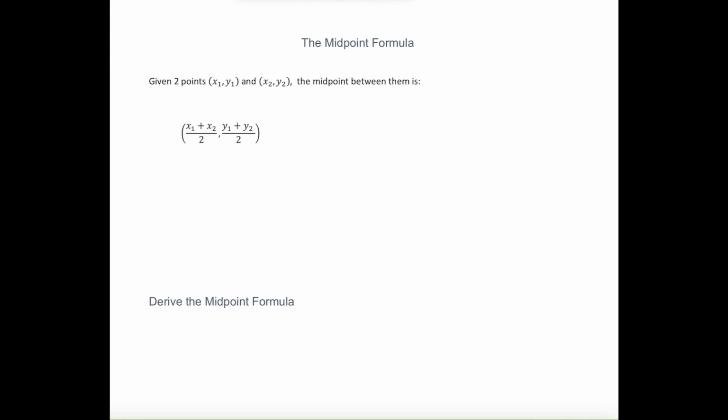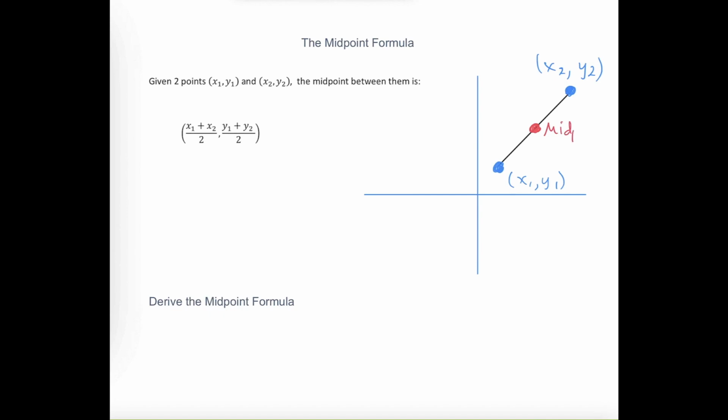The midpoint formula is a formula that can be used to determine the ordered pair that is right in between two other ordered pairs on a line segment that connects them. So if we have two ordered pairs in general, x1, y1, and x2, y2, here's a line segment that connects those 2 points. The midpoint would be on that line segment and halfway in between the 2 endpoints.